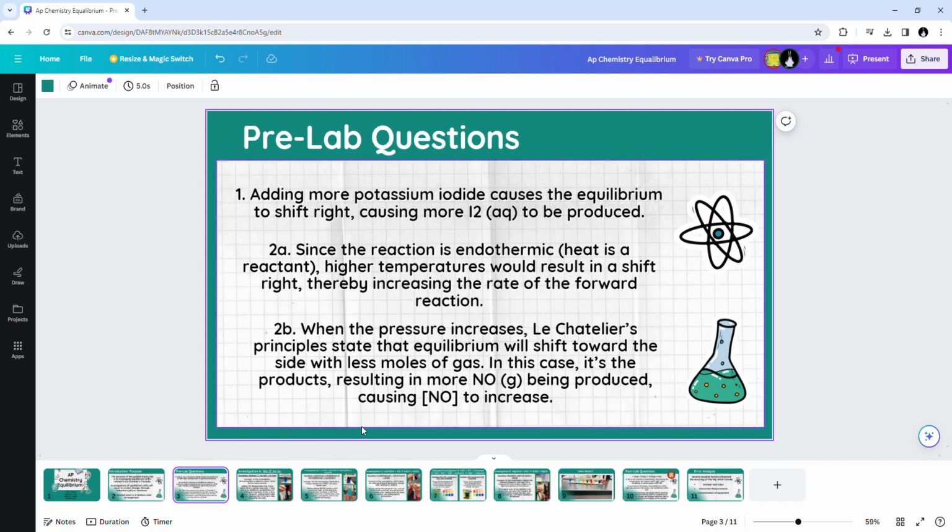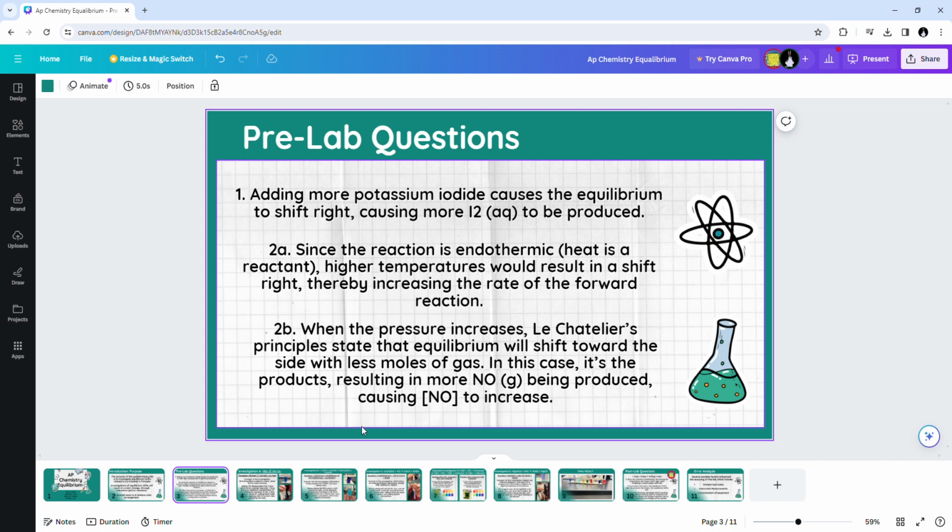For the pre-lab questions, for number 1, iodine is only sparingly soluble in water. In the presence of potassium iodide, a source of iodide ions, it reacts to form triiodide ions. Use Le Chatelier's principle to explain why the solubility of iodine in water increases as the concentration of potassium iodide increases. What we answered was that adding more potassium iodide would cause the equilibrium to shift right, which would result in more I2, which was aqueous, to be produced.